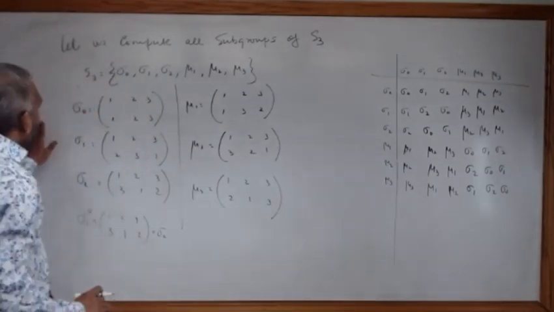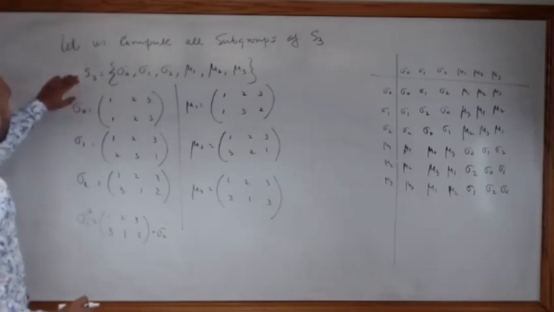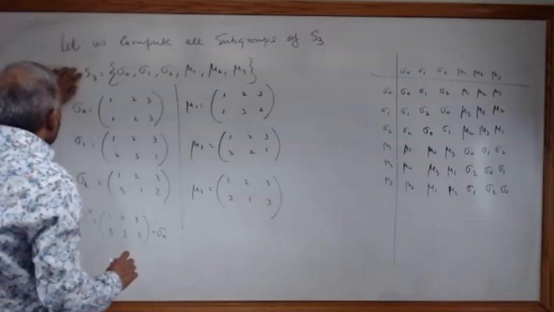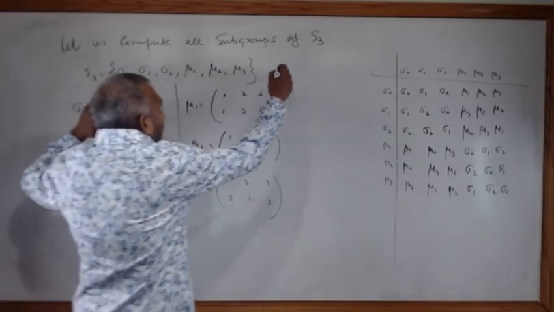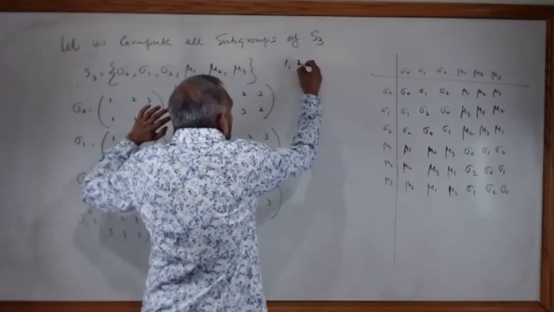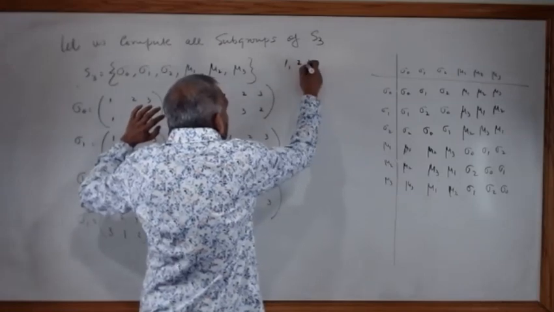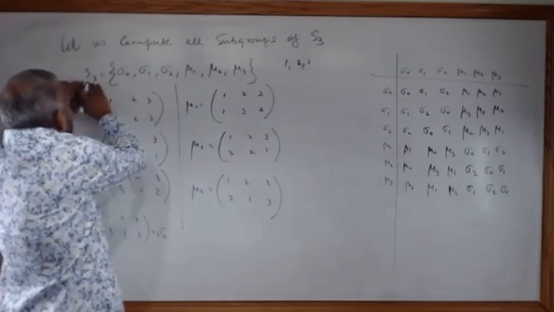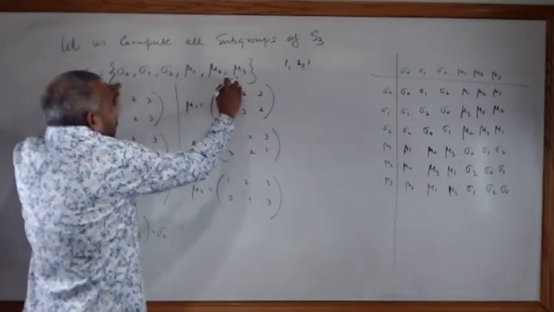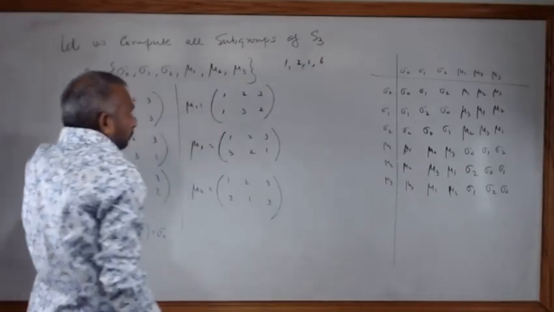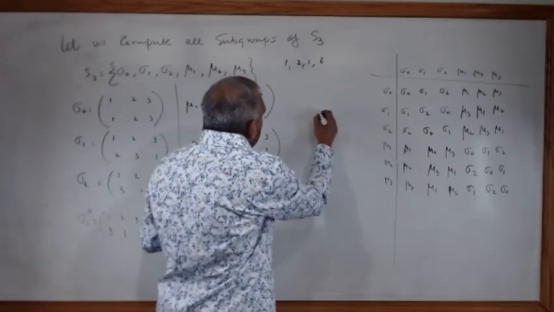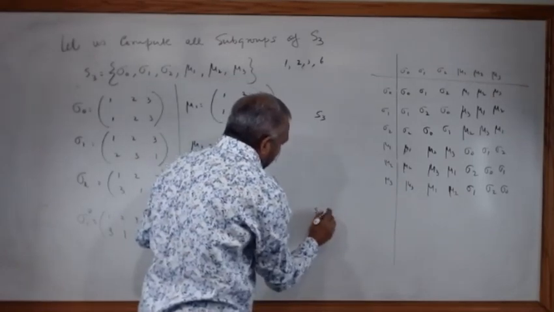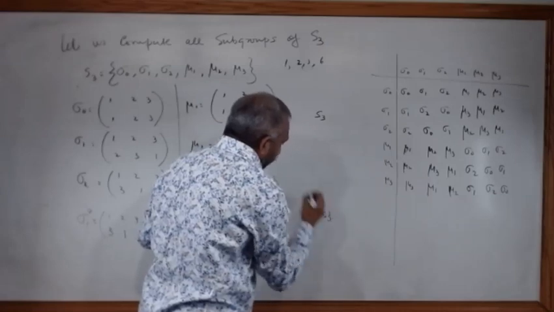Then if you want to find out the subgroups of S3, they should be of order either 1, 2, 3, or 6, because the order of a subgroup should divide the order of S3, which is 6. The last one is 6. So S3 will be here, and the identity map will be here. That is actually sigma 0.